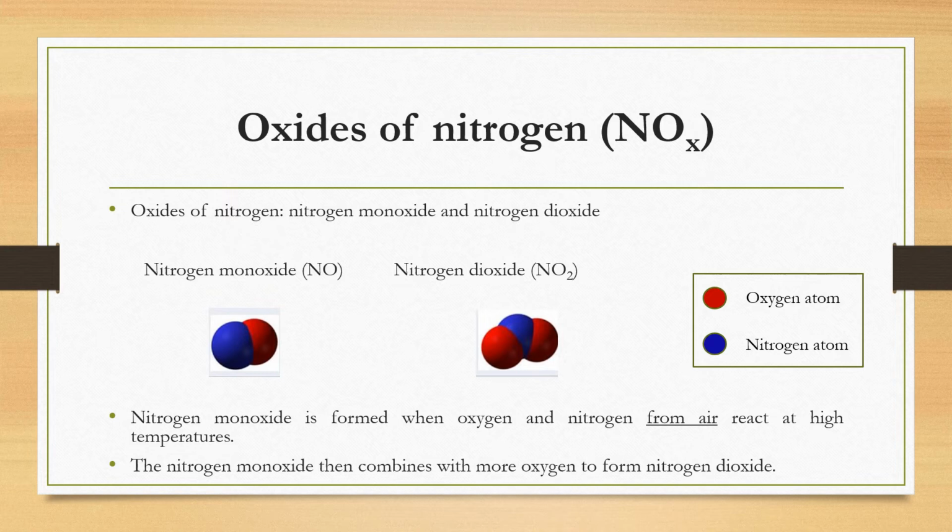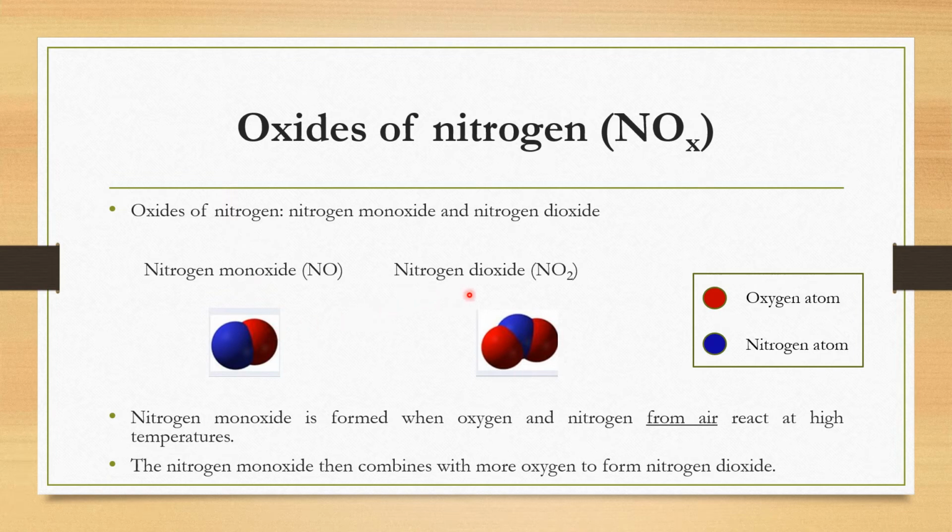Let's now learn about another air pollutant, oxides of nitrogen. Oxides of nitrogen consist mainly of nitrogen monoxide and nitrogen dioxide. The formula for nitrogen monoxide is NO. In one molecule of nitrogen monoxide, one atom of nitrogen is chemically joined to one atom of oxygen.